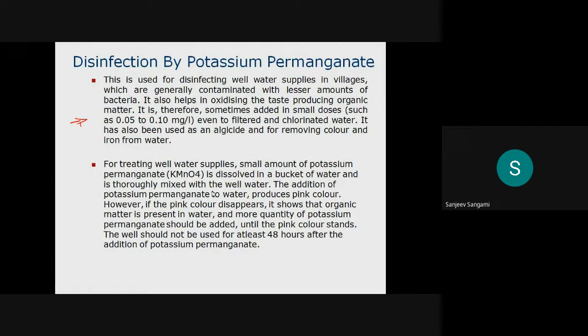The potassium permanganate formula is KMnO4. This is used for disinfecting well water, especially in the villages, which are generally contaminated with a lesser amount of bacteria.